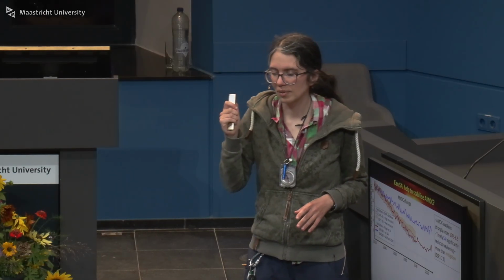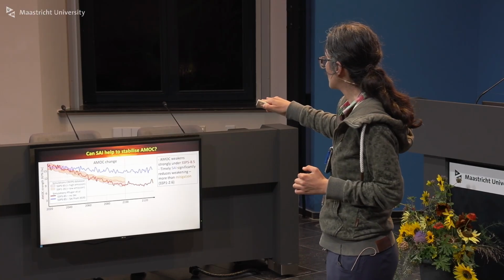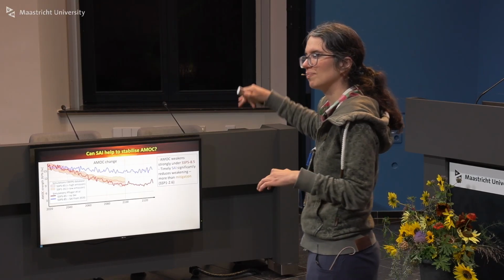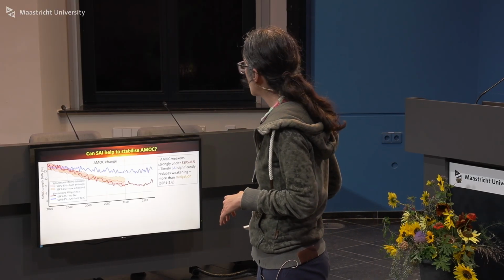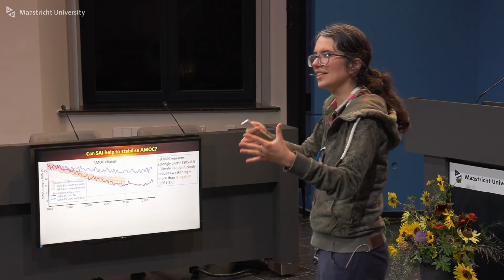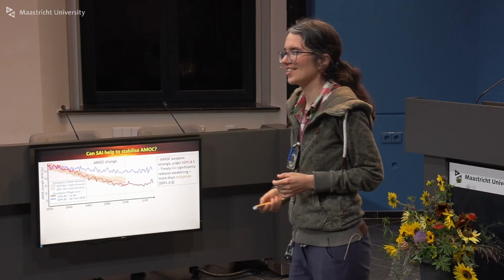But if we do SAI from 2020 onwards, then in this particular model, the weakening is much less. So that's the blue line. So AMOC remains much stronger. Now, an extra catch: can it at some stage be too late? Can you ruin the Gulf Stream system if you wait too long with the SAI?